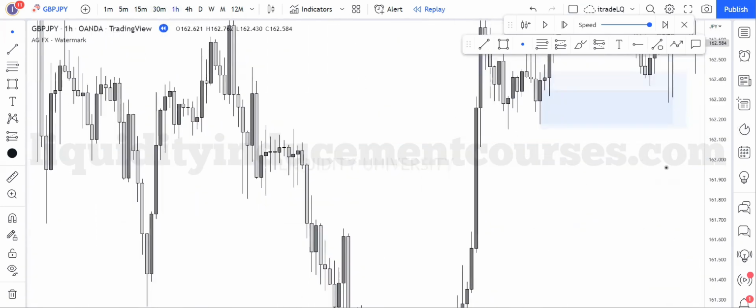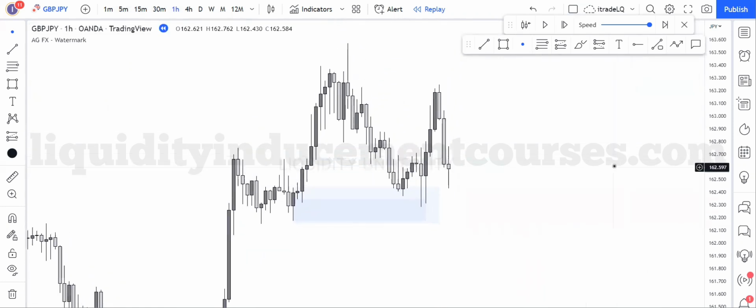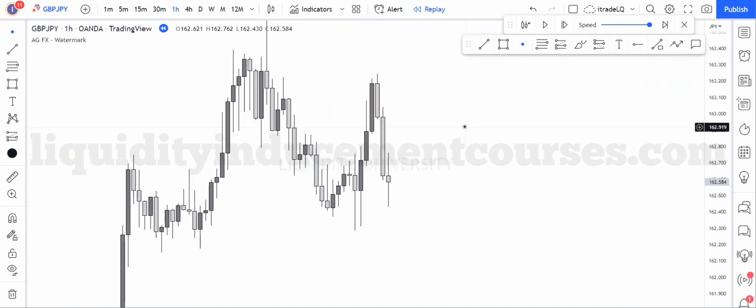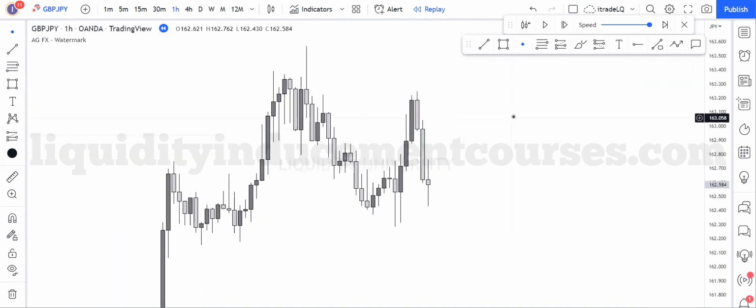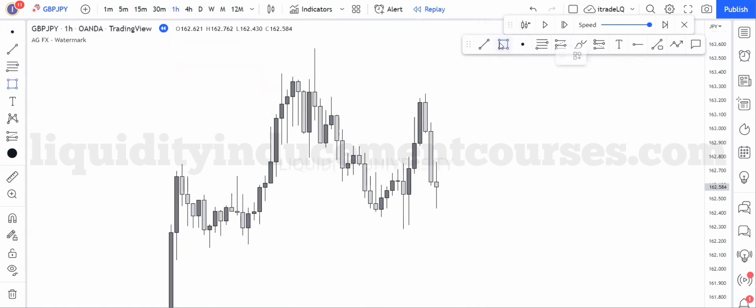This was a 1 hour. Inside the 1 hour, we had a 5-minute POI. Now again, these are just examples for you to understand the logic behind the fractal nature of the POIs. This is not how we refine our points of interest, right? It's just an example.